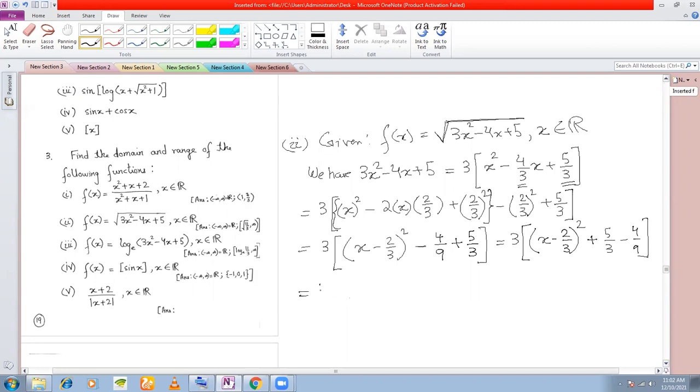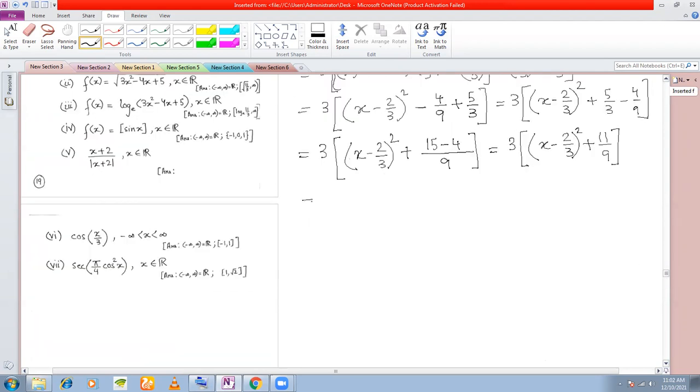And then you can take the LCM. So you can write the positive sign first so that you don't make mistakes with the sign. So plus 9, and you have 15 minus 4, which is equal to thrice x minus 2/3 square plus 11 by 9, which is equal to thrice x minus 2/3 square plus root 11 by 9 square.